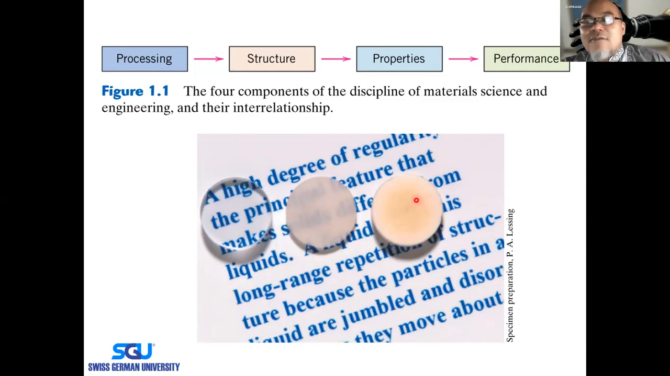The last one on the other hand is opaque material. Opaque material means that the light cannot go through at all. The light is just being blocked, absorbed by this structure. So they are basically the same material, but prepared differently, which will make their properties different. So this is why processing is important. With different types of processing, you will have different structure. With different structure, the properties will be different. And then they will perform differently, which will function differently based on what application you want to use that material in.